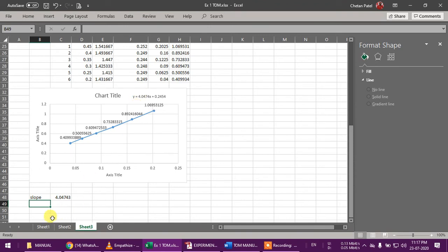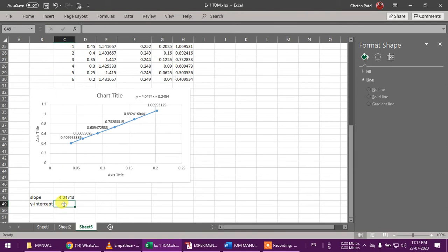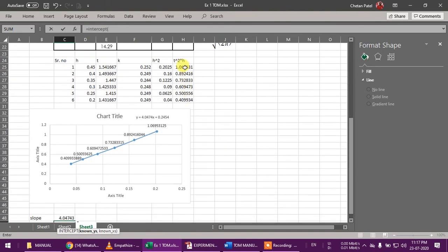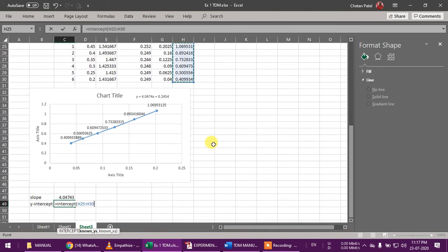Now if we want y-intercept, then we will take y-intercept, for example, to be written here, and let us put the function here is equal to, there is a function called intercept in Excel. In a similar way, because it is y, so again we'll take y to be first, and then comma x second, and bracket is over. So this shows the y-intercept which is equal to this.